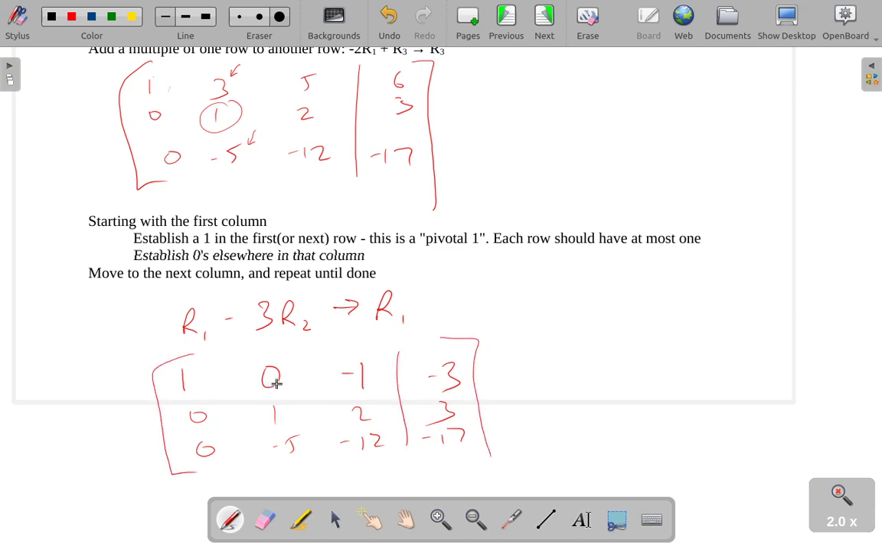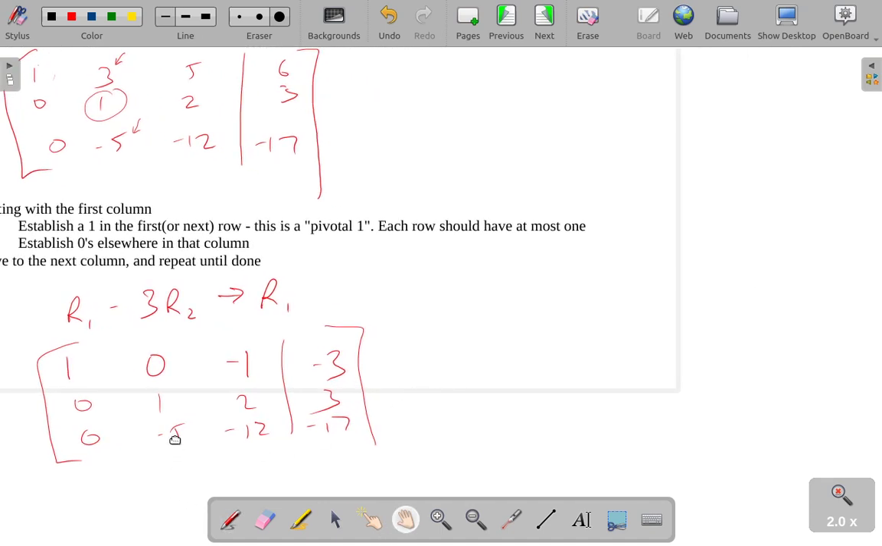That ends up establishing a 0 there. Next, I would want to establish a 0 here. What I'm going to do is take all the values in row 3, but specifically I'm looking at this one, and add some multiple of row 2 to it so they cancel each other out and become a 0. So I'm going to take row 3 and add 5 times row 2 to it to become my new row 3. Everything else stays the same.